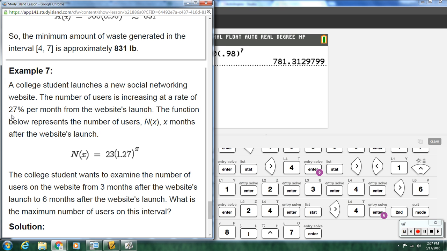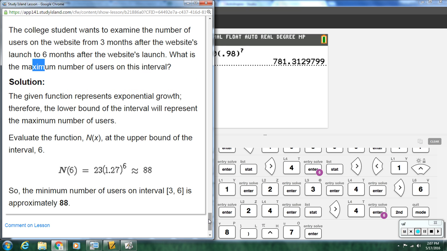27%, right there. All right, so the college student wants to examine the number of users on the website from 3 months after to 6 months after. What is the maximum number? The bigger number. So which one am I going to plug into that equation? 6. All right, good enough. Let's go down here and see what they do. Did they plug in 6? Yes. Okay.